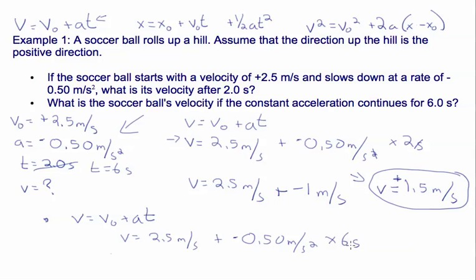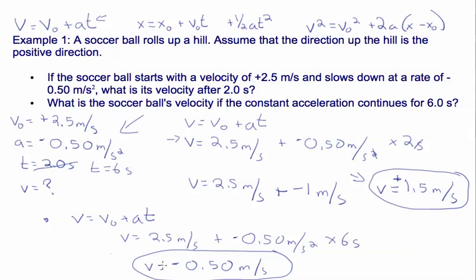So we get 2.5 minus 3. So we get that our velocity is negative 0.50 meters per second. Remember that we need two significant figures. So because it's negative, that means it's actually started rolling down the hill.